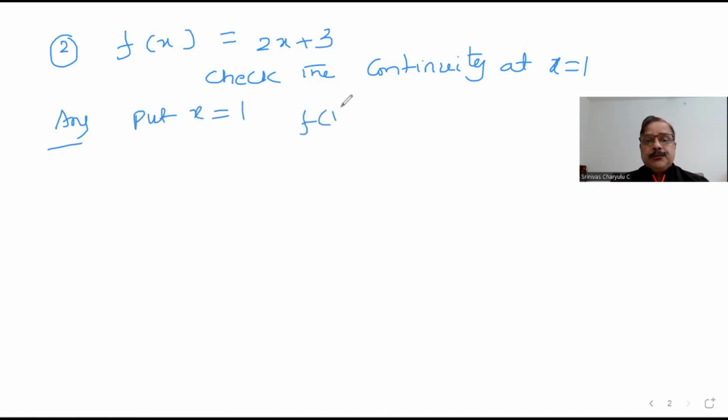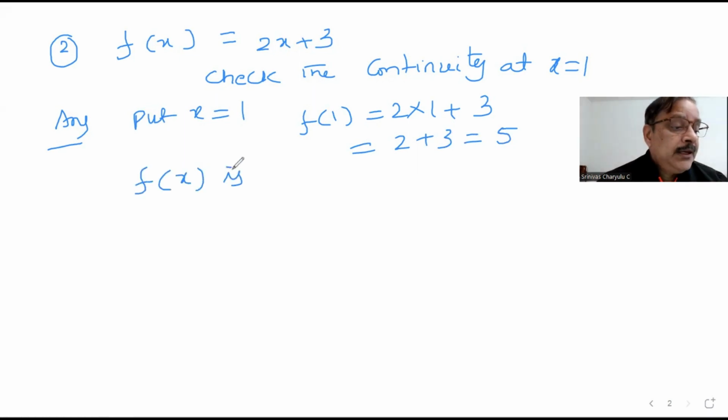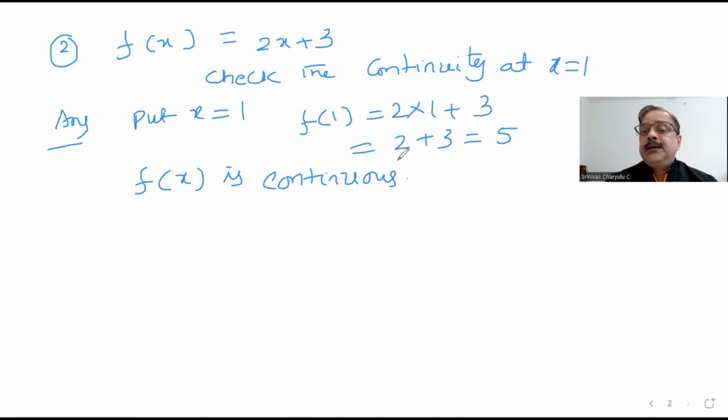Then f of 1 is equal to 2 into 1 plus 3. That means 2 into 1 is 2, plus 3, 5. So f of x is now existing. So f of x is continuous here. So there is no issue here.